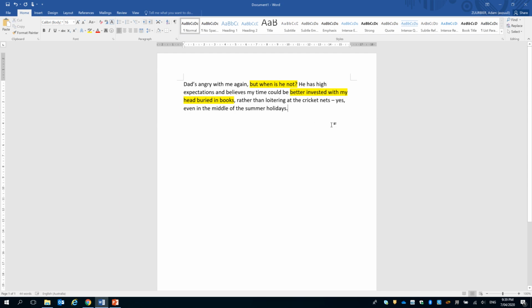Okay, so he's just reflected upon that incident with his dad where he's yelled at him, and the gap that we've filled here is that his father is angry that he spent his day playing cricket instead of doing something more productive with his time.